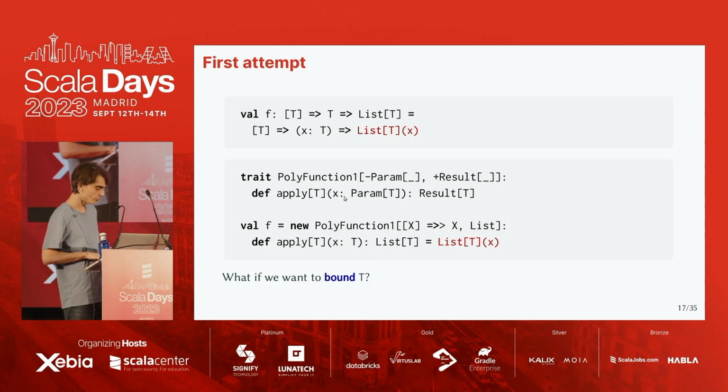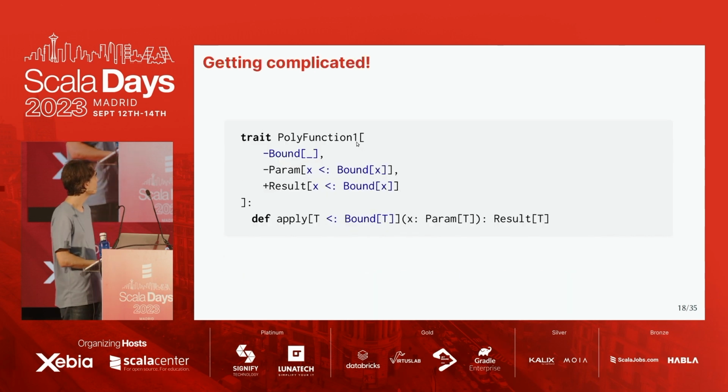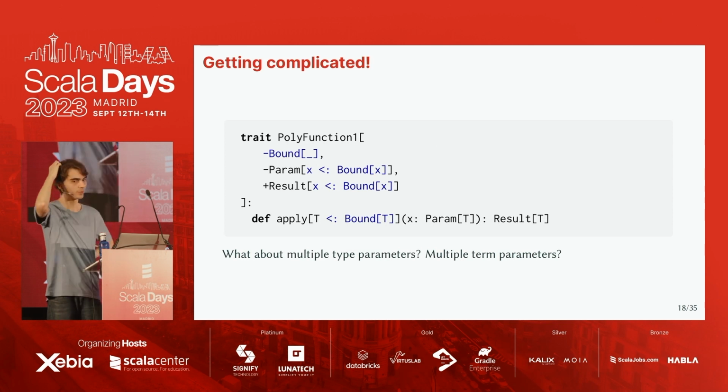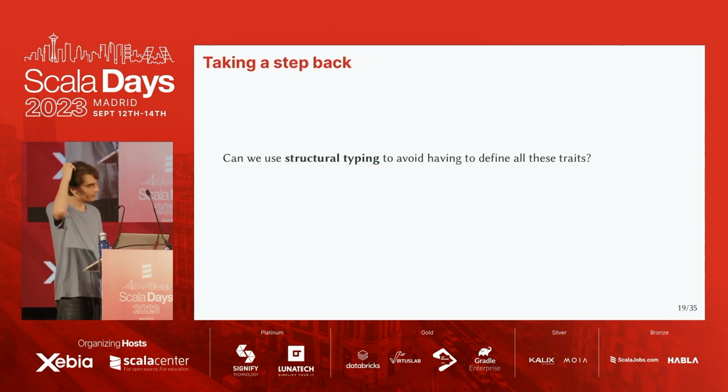So here, I haven't shown the syntax so far, but a polymorphic function, like a polymorphic method, the type parameters can have upper and lower bounds. So I can say that my t needs to be a subtype of AnyRef. And so now my PolyFunction1 trait also needs to take this bound into account. And now it gets pretty hairy and complicated. And we haven't even talked about multiple type parameters and multiple term parameters. And so clearly we need something different.